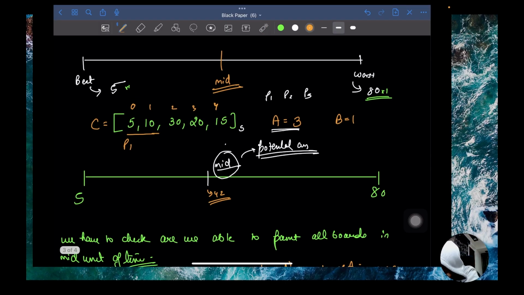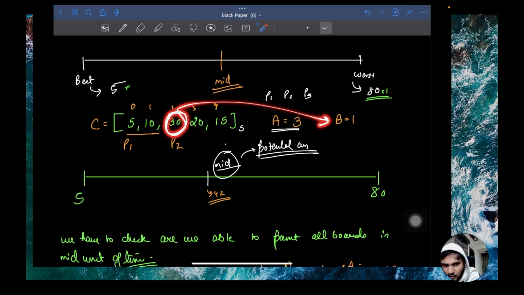That means we need to deploy another painter, painter 2. We need to deploy one more painter, right? So now painter 2 starts with the 30 unit board. To paint a 30 unit board at 1 unit time per unit board is 30 into 1. 30 into 1 is less than 42. We are good to go.